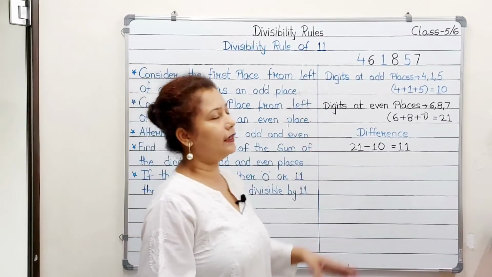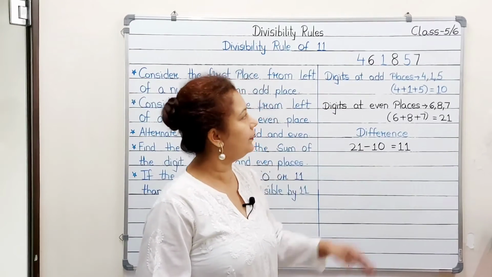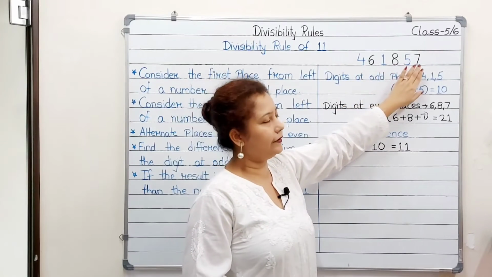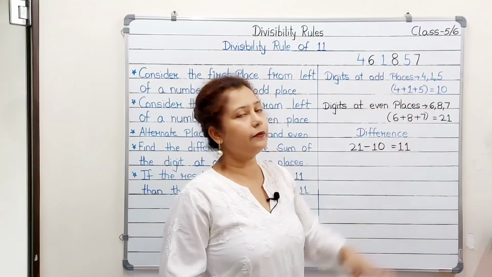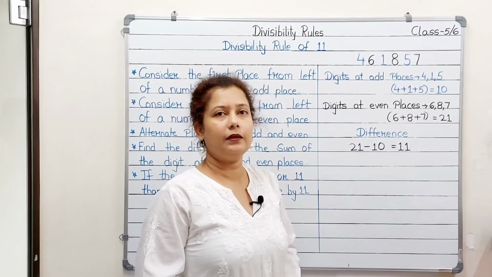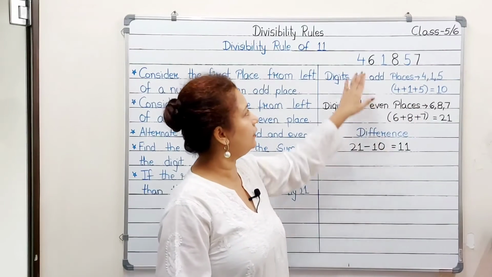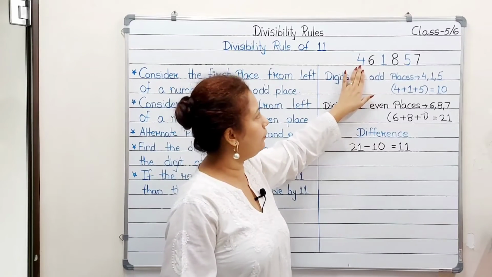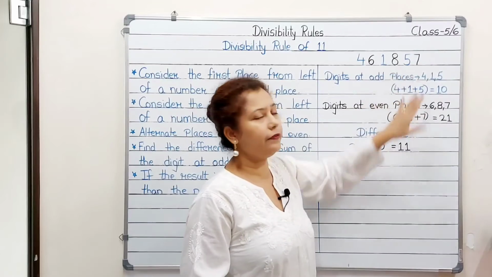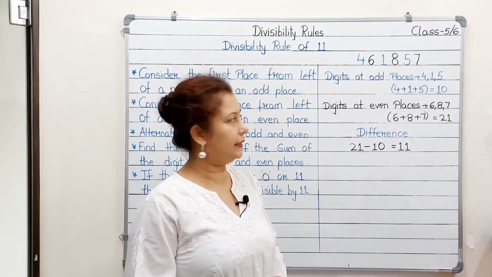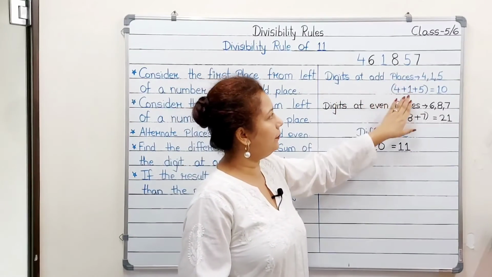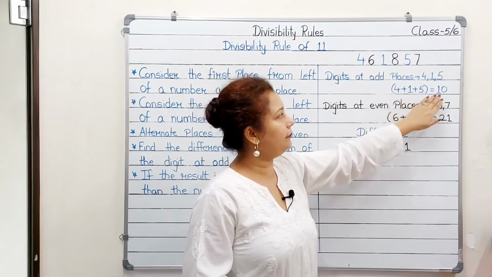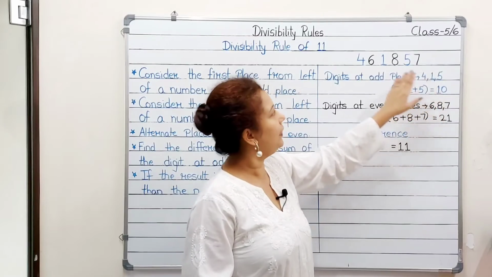This we will understand again with the help of an example. The number given over here is 461857. I have written it with two colors so that we can understand that the first place from the left is an odd place. So here 4, 1 and 5 are present at odd places. So the digits at odd places are 4, 1 and 5. We will add them and we get the result 10.